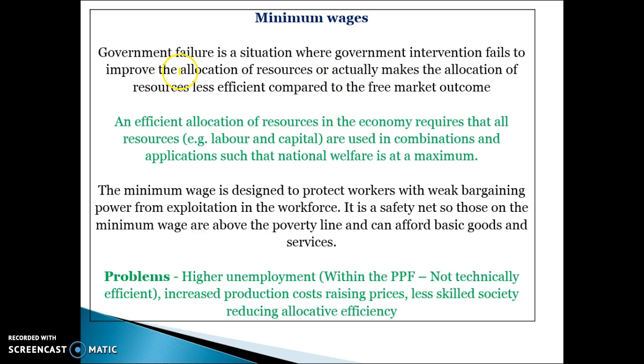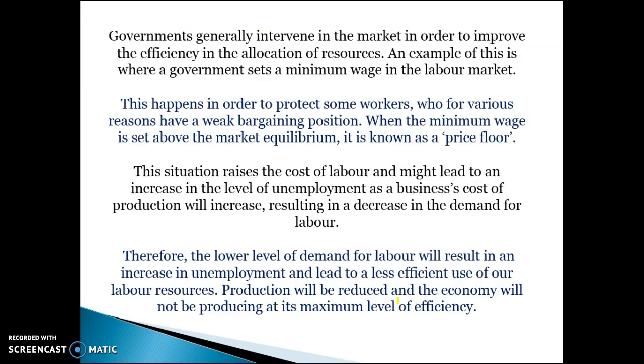Okay, an answer: government failure is a situation where government intervention fails to improve the allocation of resources or actually makes the allocation of resources less efficient compared to the free market outcome. Define what it is. Define what an efficient allocation of resources is, one that maximises our welfare. The minimum wage is designed to protect workers with weak bargaining power. Explain what the aim of it is. And the problems that can occur include higher unemployment, not being technically efficient, increased production costs, increased prices, a less skilled society, and reduced allocative efficiency.